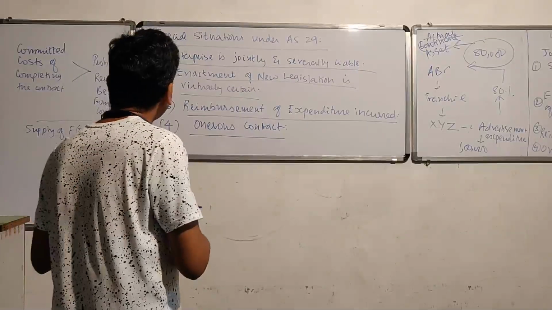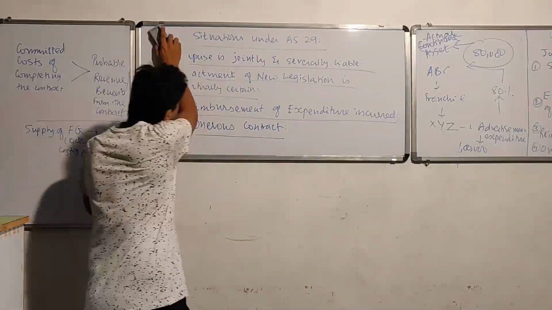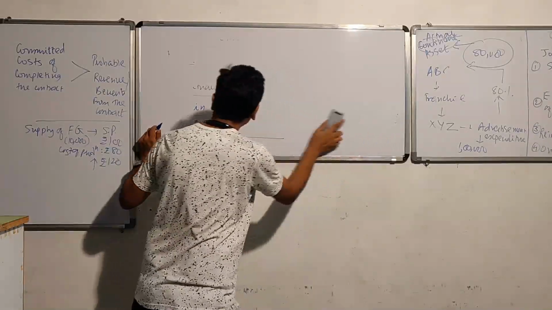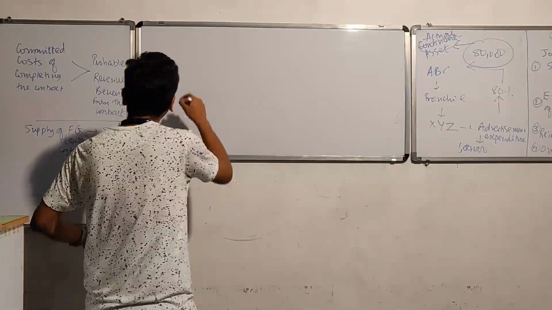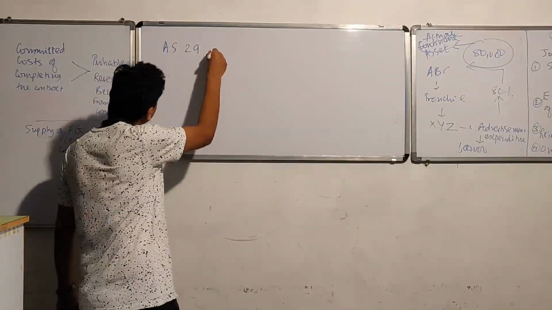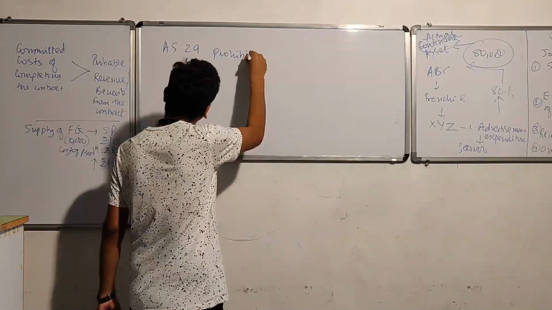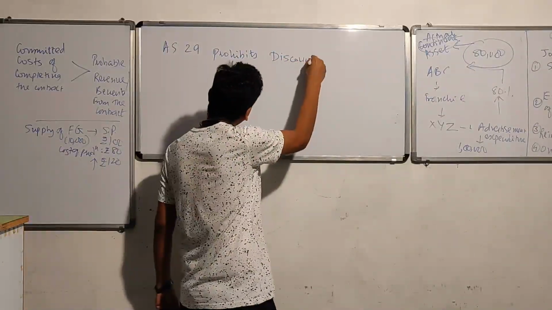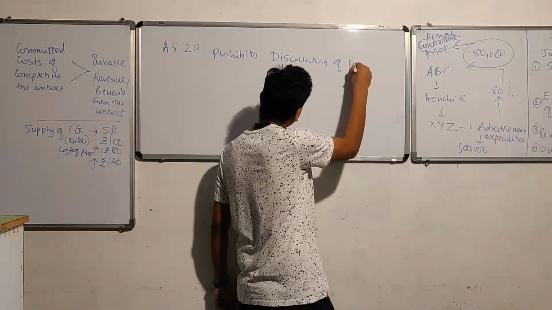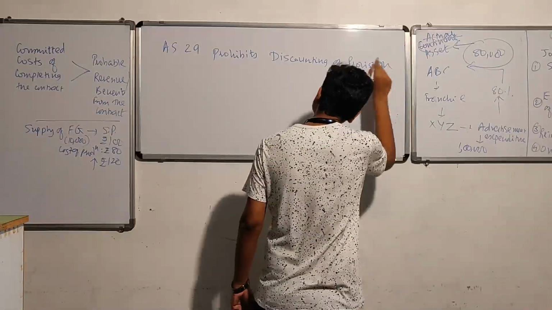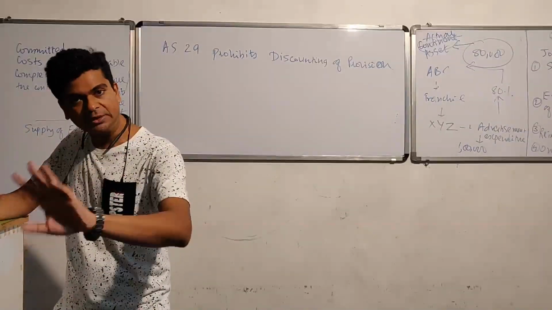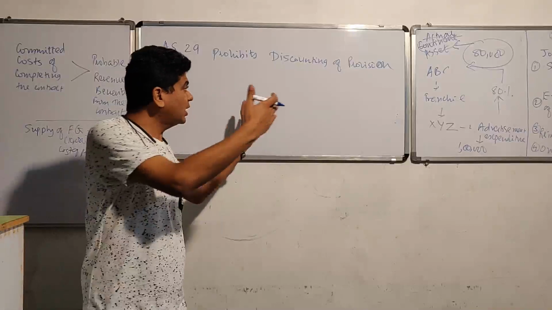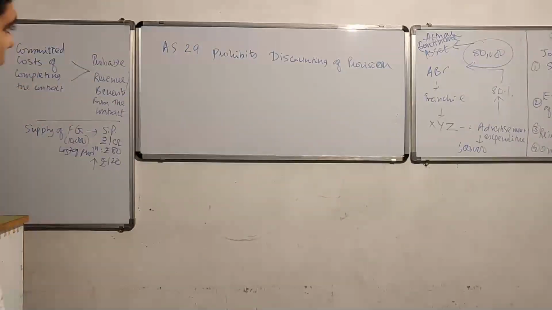And finally, the last thing that I want to really discuss under AS 29, not necessarily a special situation, but we must understand that AS 29 prohibits discounting of provision. Right? We cannot discount a provision. It is not possible. No discounting is there except for one exception that we will discuss a bit later. But when it comes to the recognition of provision, discounting of provision is not possible.